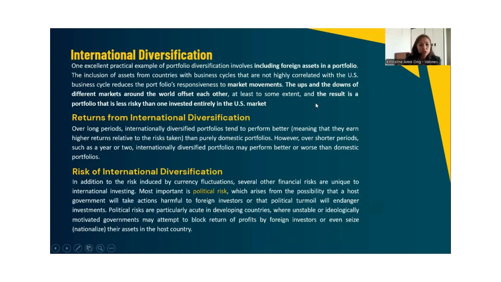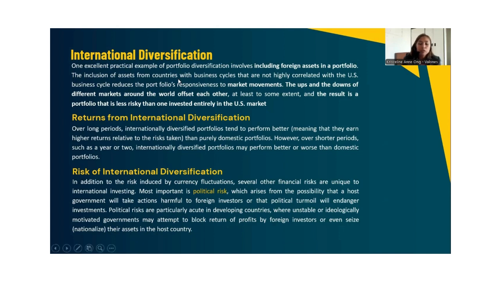International diversification. When you say international diversification, we include foreign assets in a portfolio. So it holds assets from several countries rather than from one country. It depends on the market movements. If the markets around the world go up and down, they can offset each other. The effect of the investment diversification can offset each other.